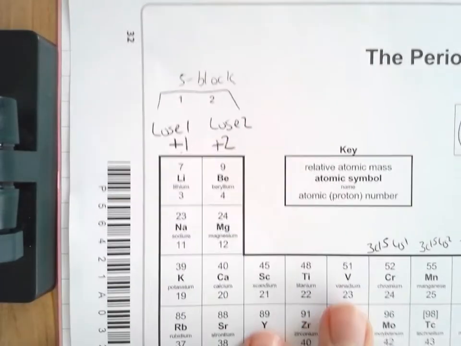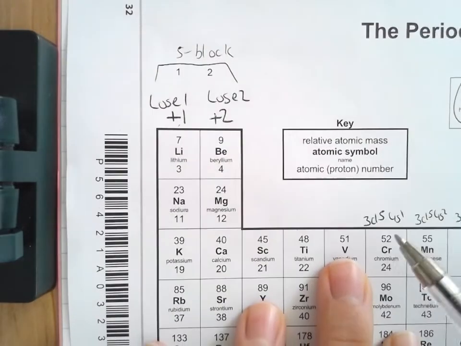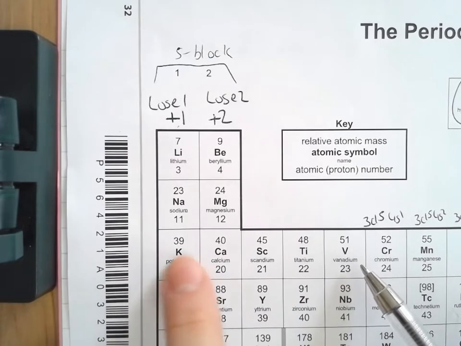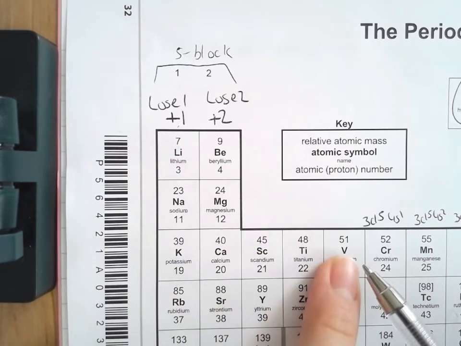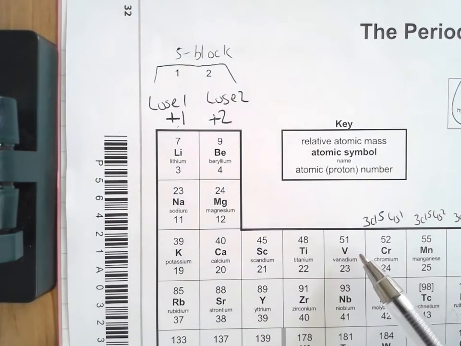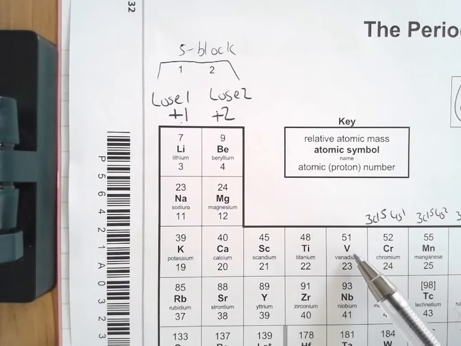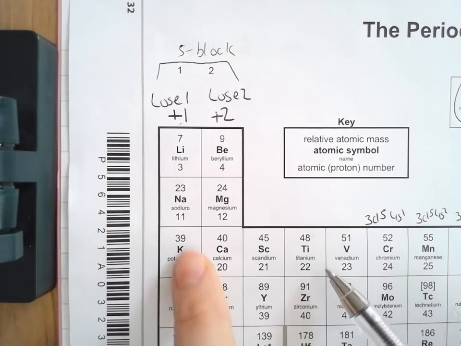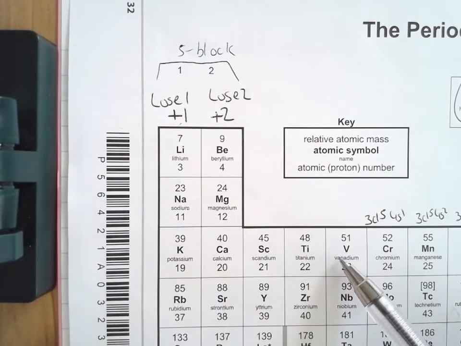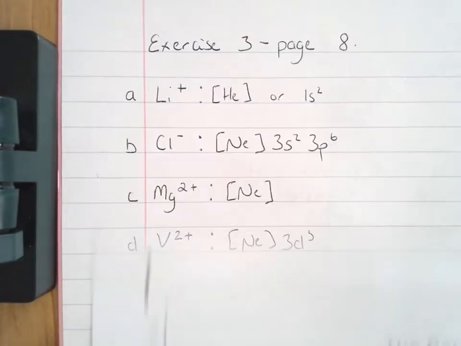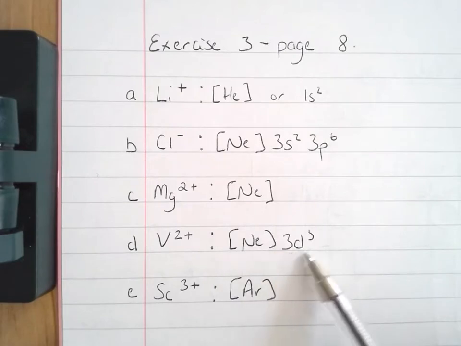Then I've got vanadium losing 2 electrons. When vanadium is an atom, its outer shell has 2 electrons in the 4s and 3 electrons in the 3d. When it's an ion and it's losing electrons, it doesn't lose them from the 3d orbital, even though the 3d filled last. It loses them from the 4s orbital. So when it's got 2 electrons to lose, they're both going to come out of the 4s orbital, and vanadium is just going to be left with 3d3. You don't even need to include the 4s.